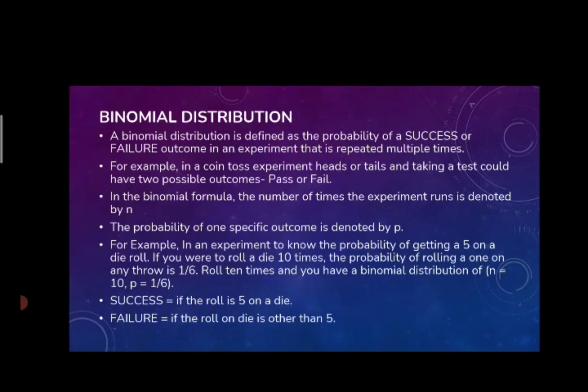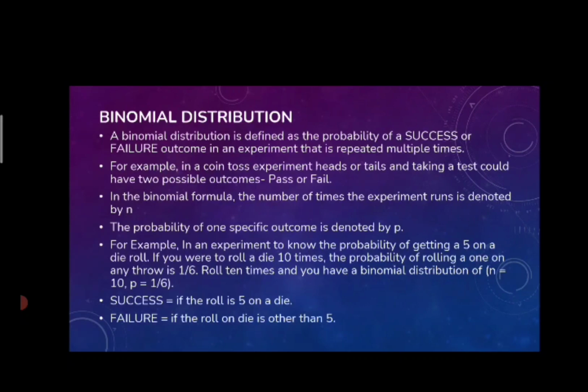By the definition, we can say a binomial distribution is defined as a probability of success or failure outcome in an experiment that is repeated multiple times. For example, in a coin toss experiment, heads or tails, and taking a test could have two possible outcomes, that is, pass or fail. In the binomial formula, the number of times the experiment runs is denoted by n. The probability of one specific outcome is denoted by p.